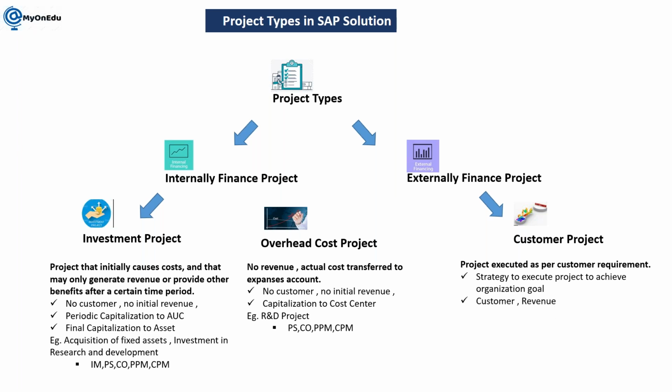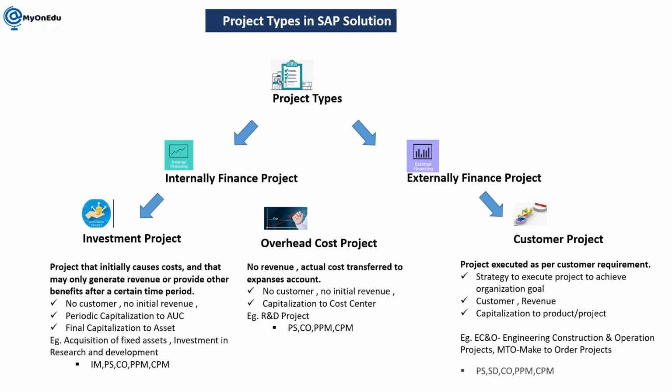Next we will have the customer, we will have revenue also, and capitalization to product or project as per your requirement. The example is the engineering, construction, and operation scenario, or the make-to-order (MTO) scenario. You can implement it in PS, Project System, with SD as sales and distribution, CO as controlling, PPM as portfolio project management, and CPM as commercial project management.